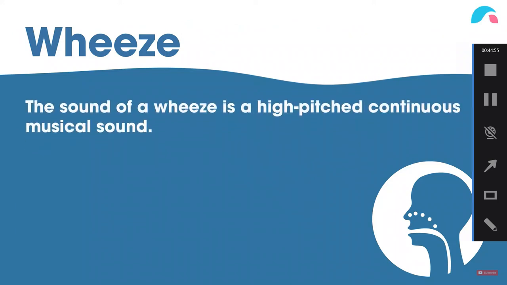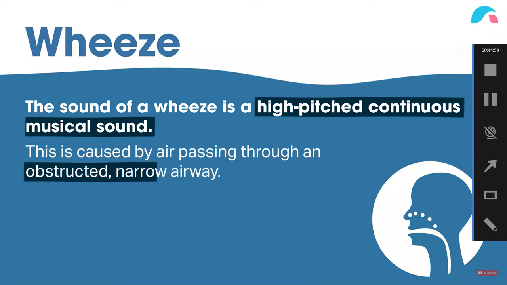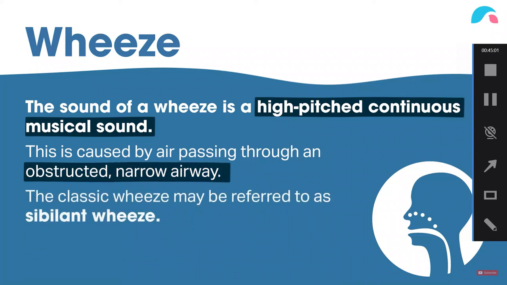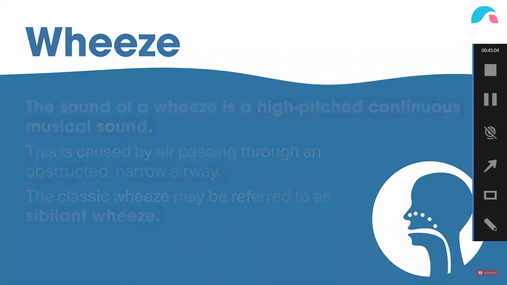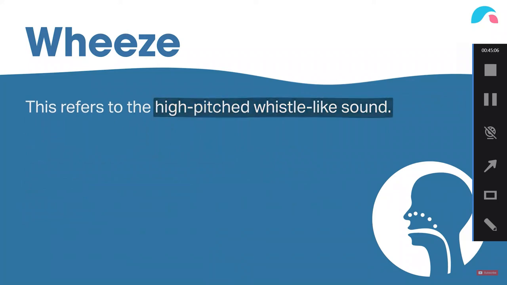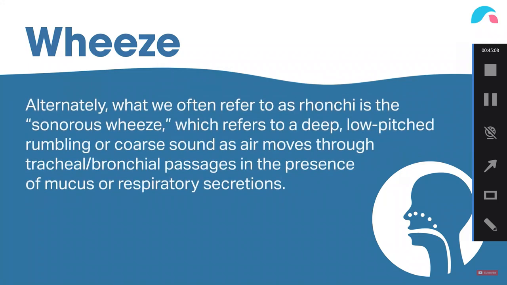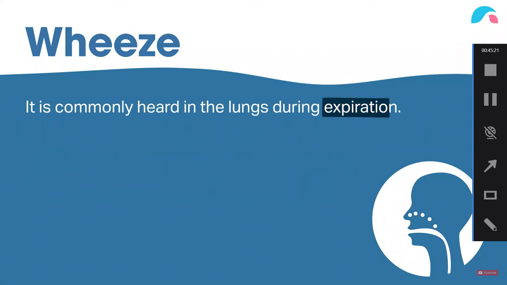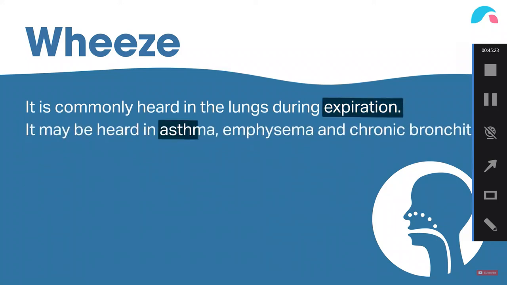Wheeze. The sound of a wheeze is a high-pitched, continuous musical sound. This is caused by air passing through an obstructed, narrow airway. A classic wheeze may be referred to as a sibilant wheeze. This refers to the high-pitched whistle-like sound. Alternatively, what we often refer to as rhonchi is the sonorous wheeze, which refers to a deep, low-pitched rumbling or coarse sound as air moves through tracheal bronchial passages in the presence of mucus or respiratory secretions. It is commonly heard in the lungs during expiration. It may be heard in asthma, emphysema, and chronic bronchitis.